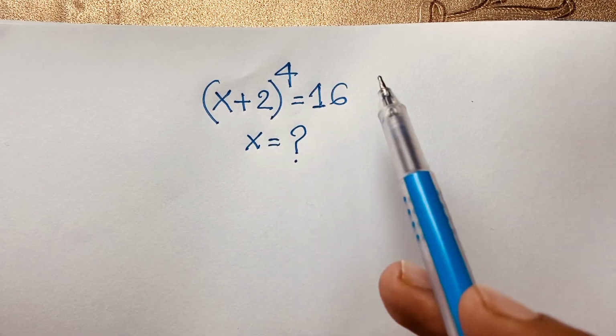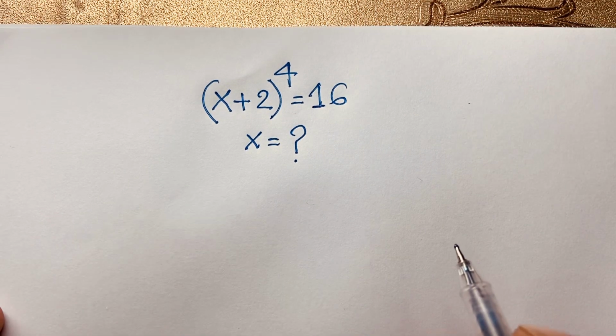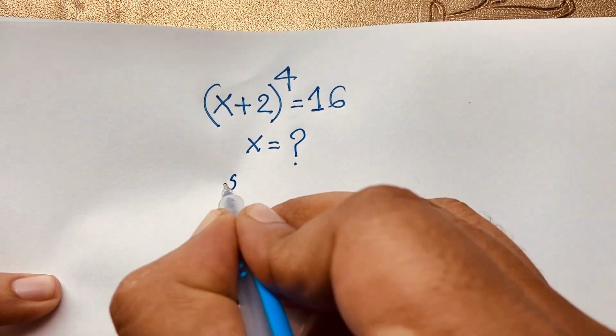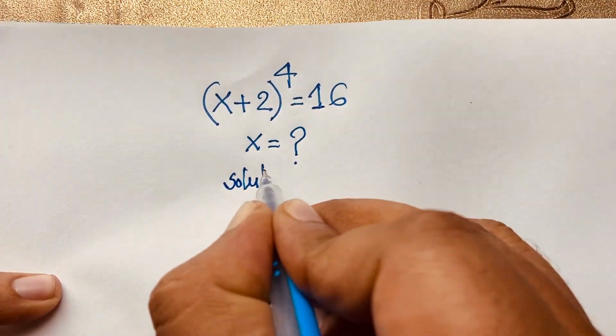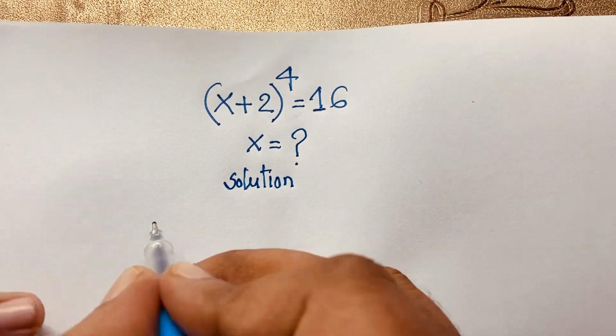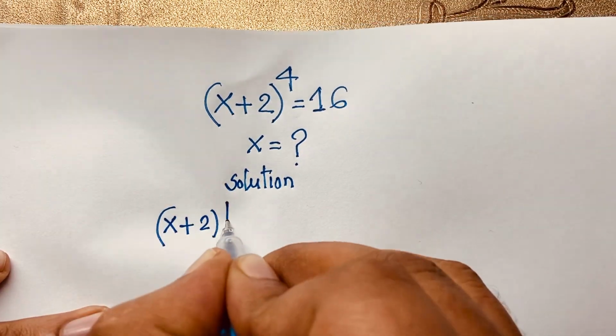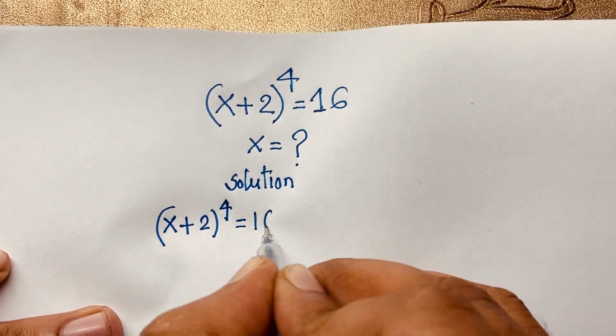(x + 2)^4 = 16. x is equal to what? How to solve this maths problem? So, solution. Here (x + 2)^4 = 16.